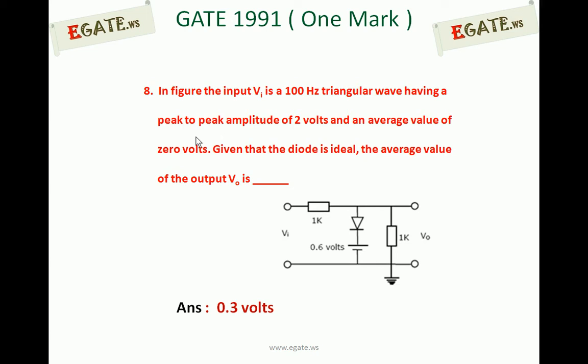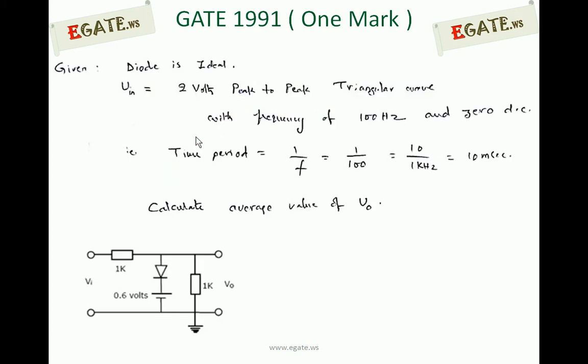Now we'll see how to solve this one. Given the diode is ideal, the input is a 2 volts peak to peak triangular wave with a frequency of 100 Hz and 0 DC value. From the frequency, we can calculate the time period. Time period is 1 by f, that is 1 by 100, which is 10 milliseconds. So we need to calculate the average value of the output waveform.